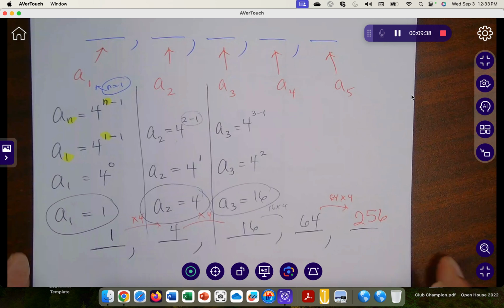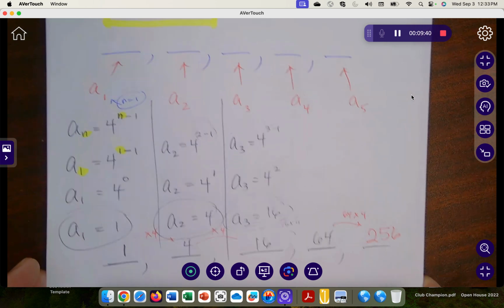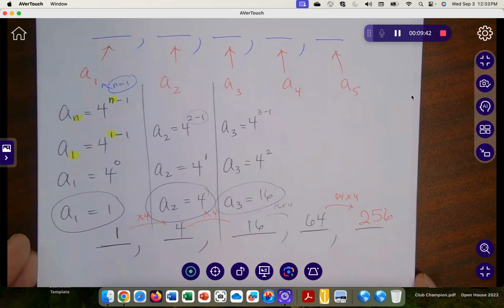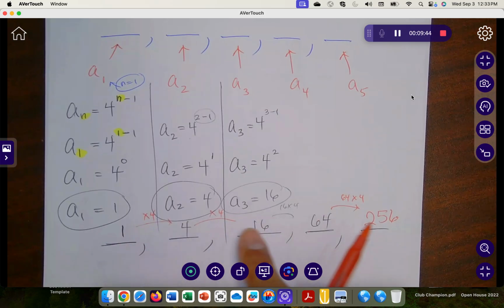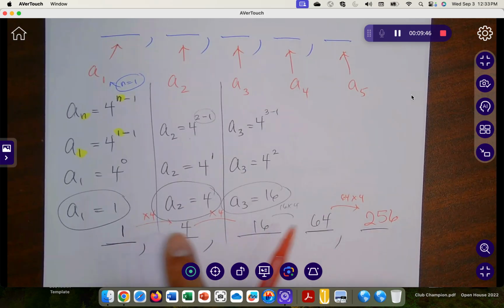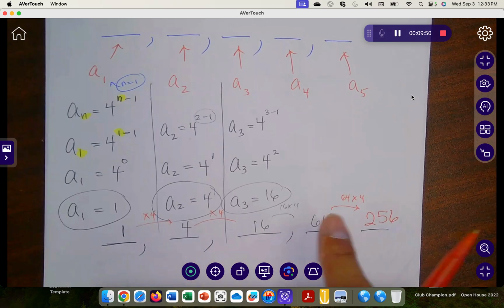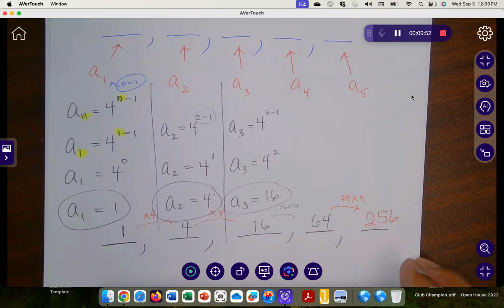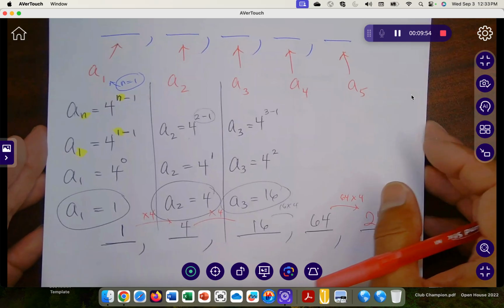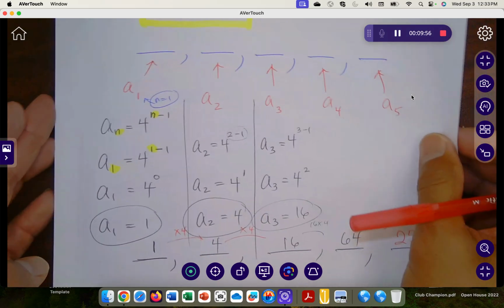Okay, that was kind of an easy one. Now the next one's going to be the last one. It's going to look a little bit more intimidating. This is our answer here, right? It says list the first 5 terms. First term, second term, third term, fourth term, fifth term. Okay, last one, second example, number 2.